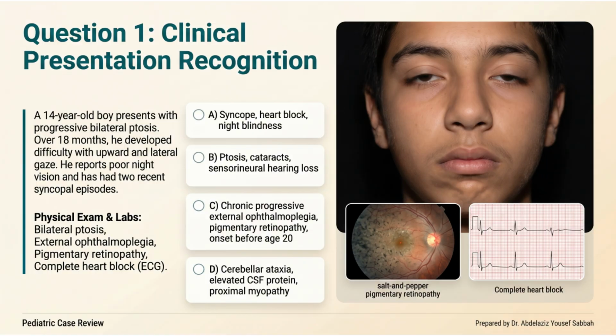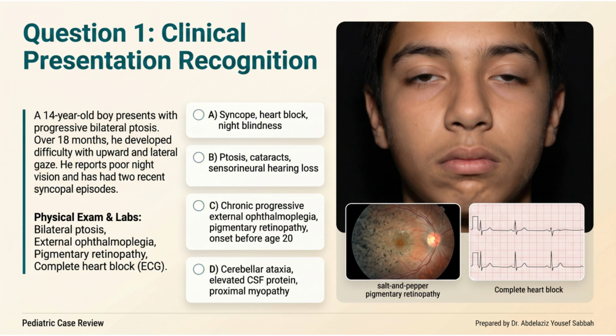A 14-year-old boy presents with progressive drooping of both upper eyelids. Over 18 months, he developed difficulty with upward and lateral gaze. He reports poor night vision and has had 2 recent fainting episodes. On examination, there is drooping of both eyelids, weakness of the muscles that move the eyes, pigmentary changes in the retina, and complete heart block on the electrocardiogram. What is the most likely diagnosis?